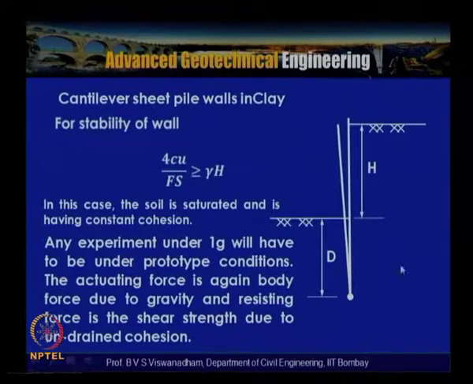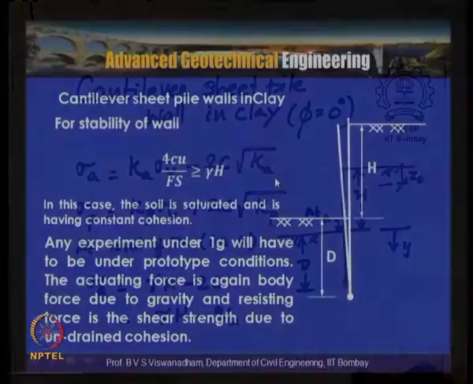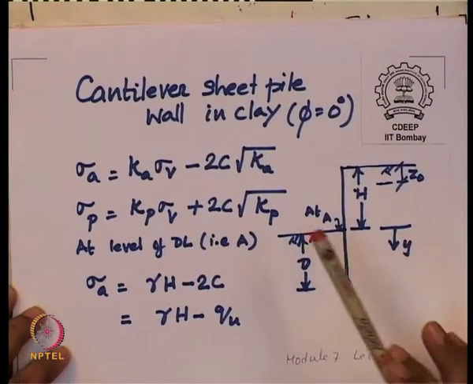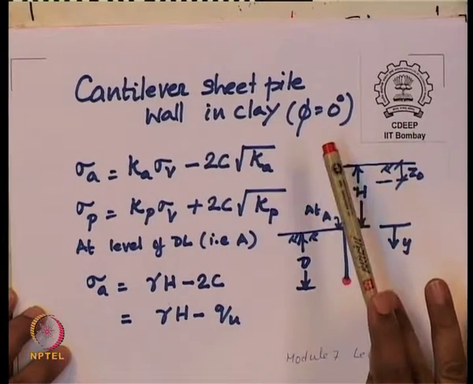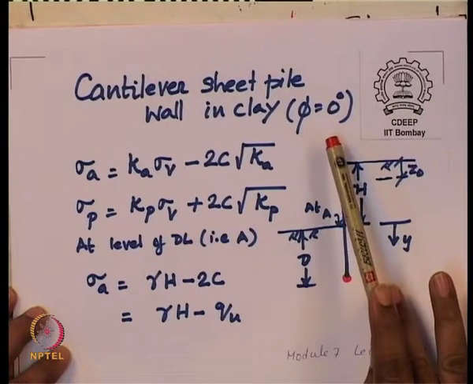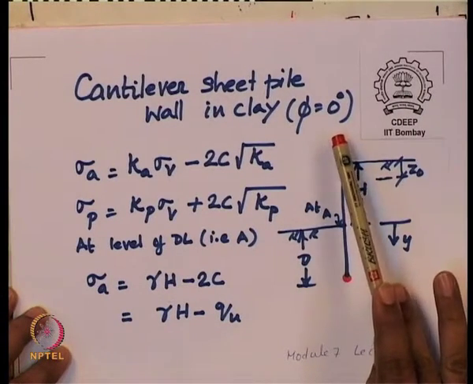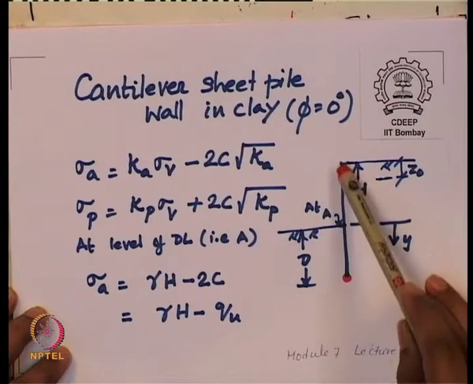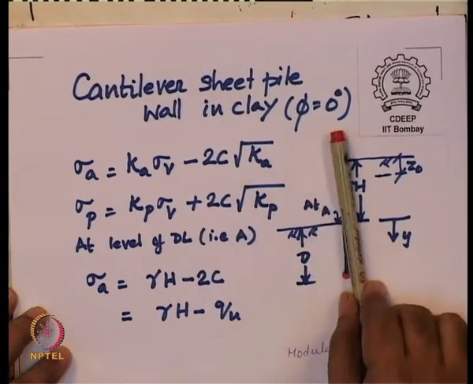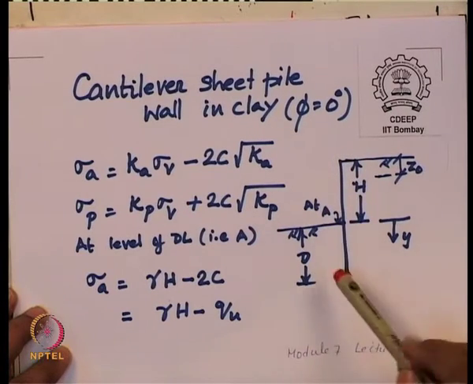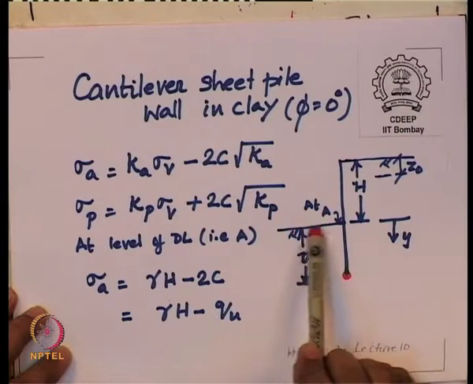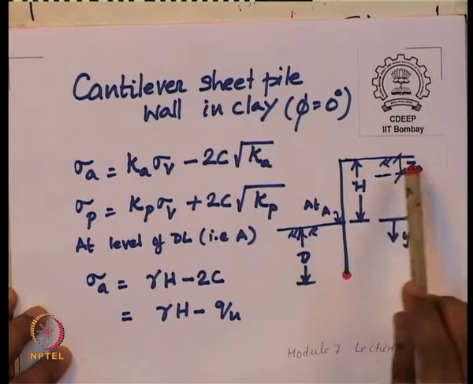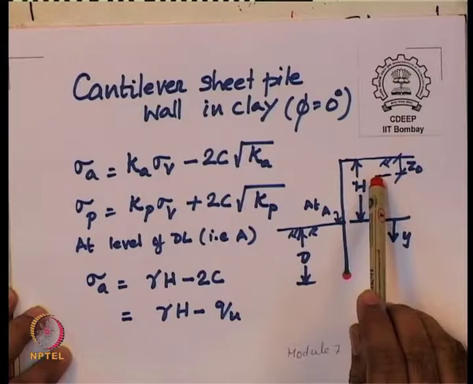So let us look at how the stability of the wall is obtained. This particular expression is obtained through a detailed explanation, wherein we can look at the same example: the cantilever sheet pile wall in clay where phi is equal to 0 and with prevalent cohesion only. What actually happens is that the wall rotates about the toe, that is this point here, and this is the dredged surface, this is the retaining height, and this is the level up to which the tension cracks can occur.